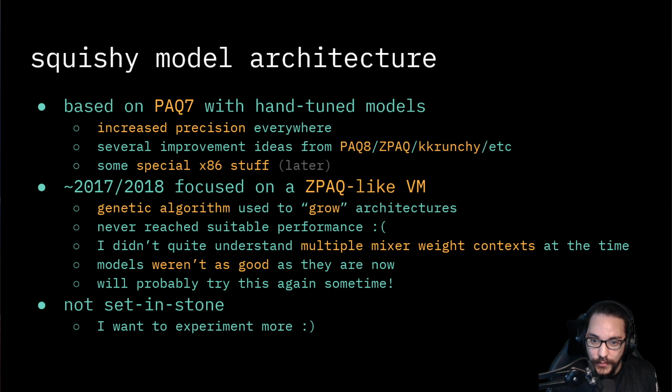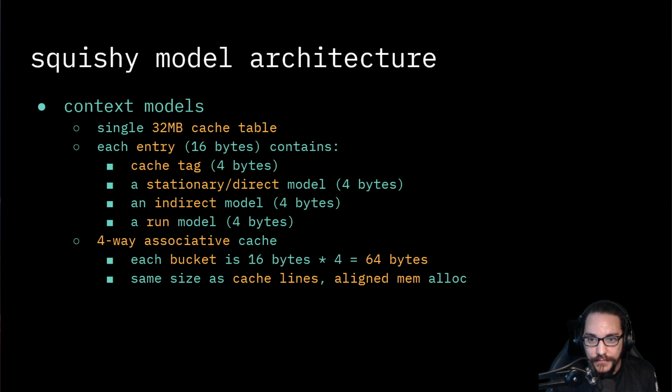There's a few different reasons why. For example, I didn't really understand the multiple mixer weight context ideas, which again, I'll talk about. And the models weren't as good as they are now. So I might try this again in the future. My point is that there's a lot of things you can try, and I did try a lot of things and ended up going with a more classic architecture. I still want to experiment more in future versions, but that's basically it. So yeah, it's based on Pack 7 with hand-tuned models.